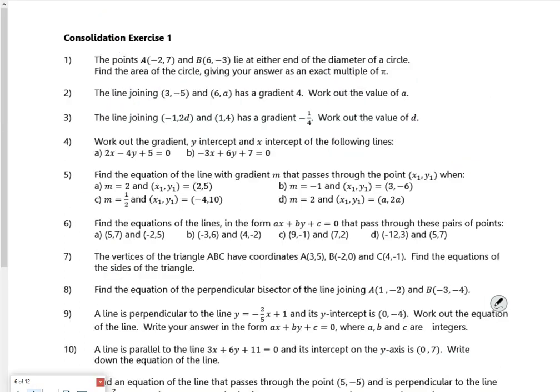Right, I think potentially that's the lesson done. And there will just be consolidations with that. Well done, everybody.